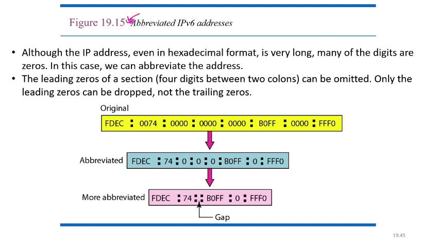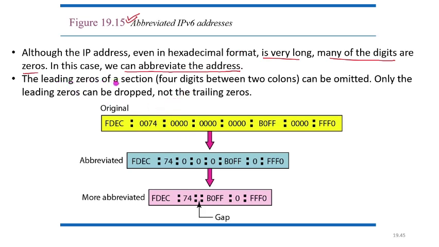Next is abbreviation, because the 32-digit hexadecimal number is still very large. So there is a requirement of abbreviation. Although the IP addresses, even in hexadecimal format, are very long, many of the digits are zeros. So in this case we can abbreviate the address. If there are zeros in the addresses, we can abbreviate them. How can we do it?